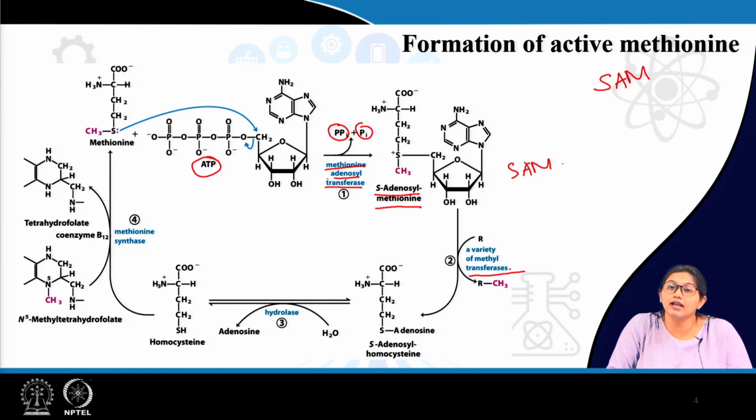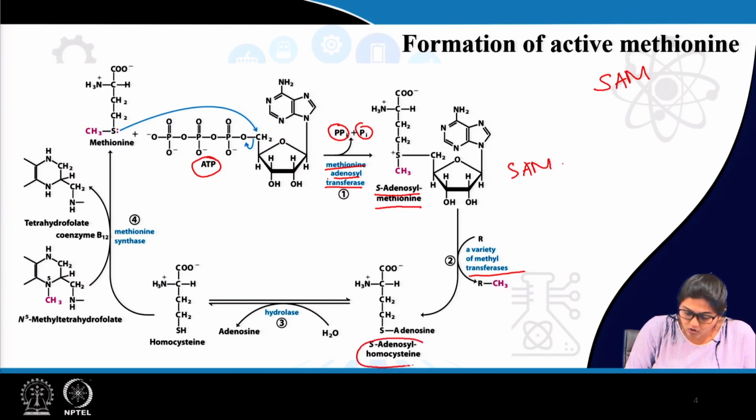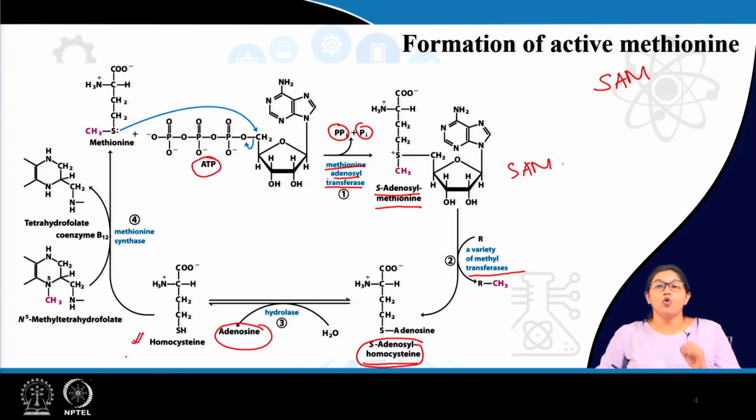So, once the methyl group is donated from SAM, it forms S-adenosyl homocysteine. S-adenosyl homocysteine then undergoes hydrolysis where adenosine is released. So, what we get is homocysteine. Now, homocysteine can either undergo catabolism or it can reform methionine. Now, how is methionine reformed from homocysteine?